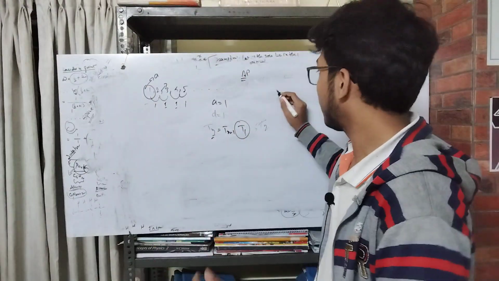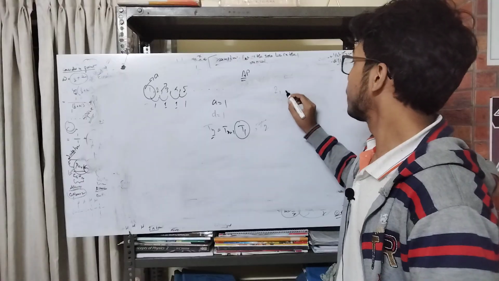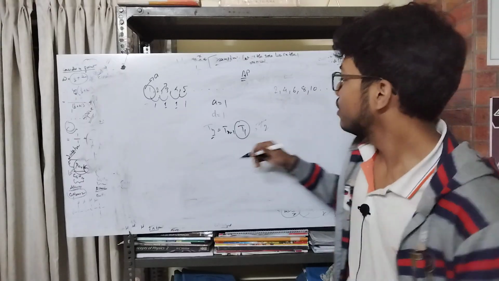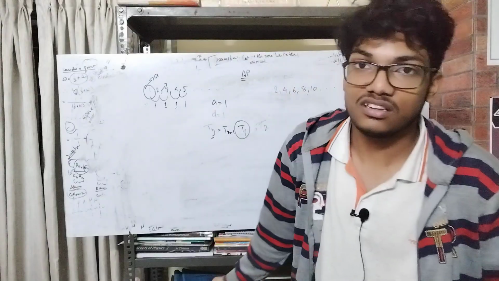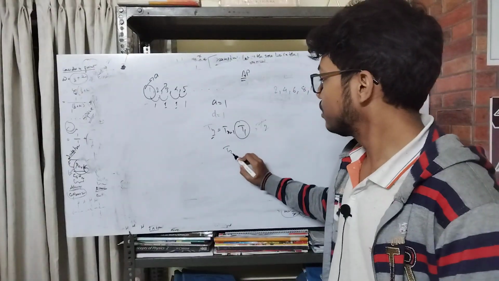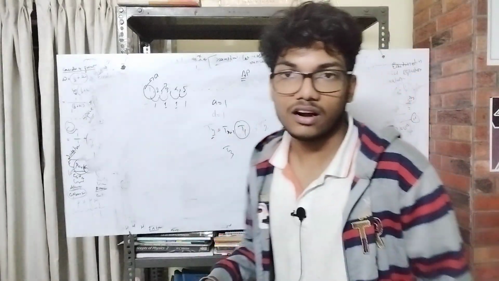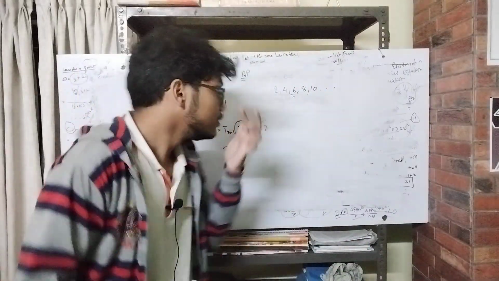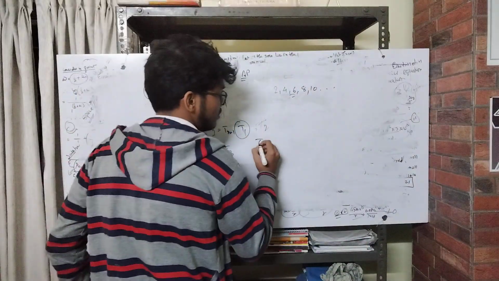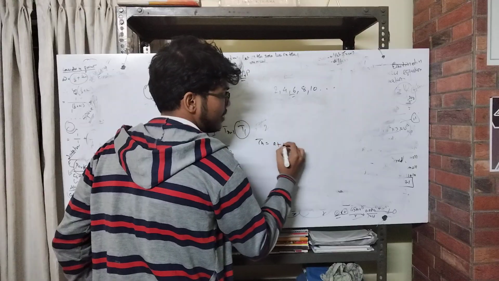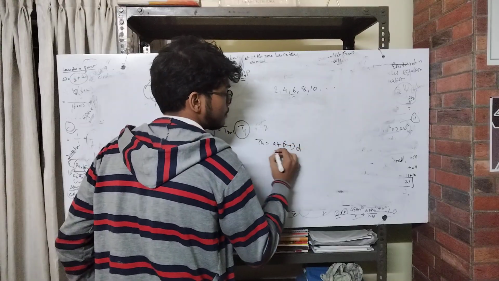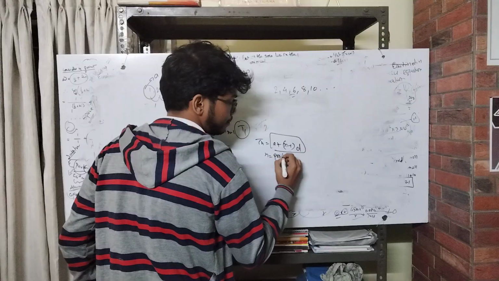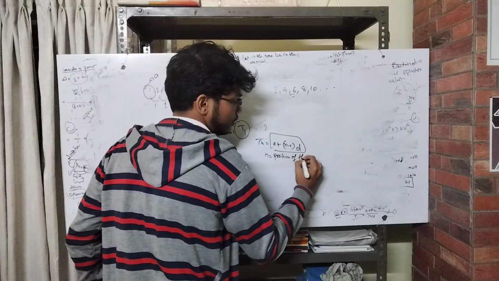Now if I write another sequence, 2, 4, 6, 8, 10, and so on, what is the T3 term? That means, what is the third term? The third term is 6. So this is how the system works. Now the general formula of the n-th term is a plus (n minus 1) into d. Here n stands for the position of the term.